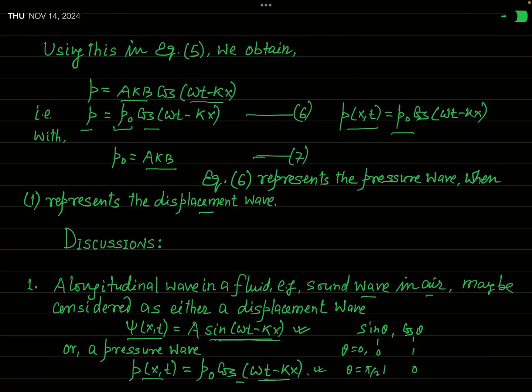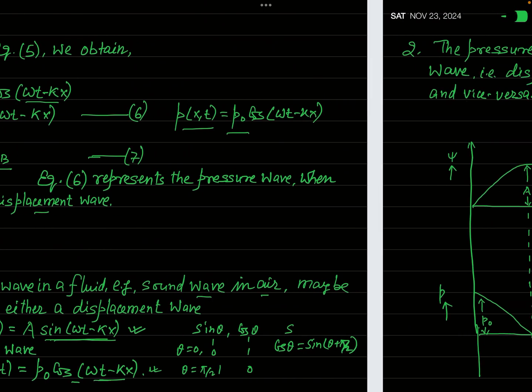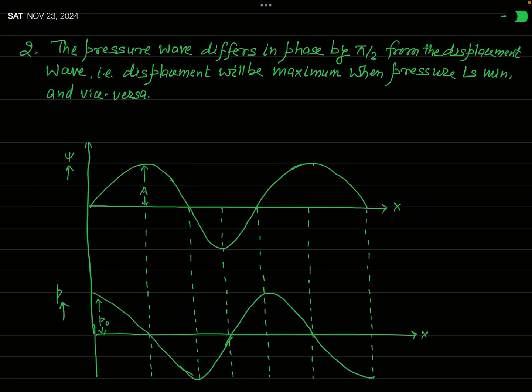So there is a phase difference between these two waves of pi by 2. It means you know this cos theta may be written as sine theta plus pi by 2 or minus pi by 2. So the phase of these two waves differ from one another by pi by 2, and therefore when displacement is maximum, then pressure will be minimum, and when displacement is minimum, then pressure will be maximum. Actually, this fact I have shown graphically here.